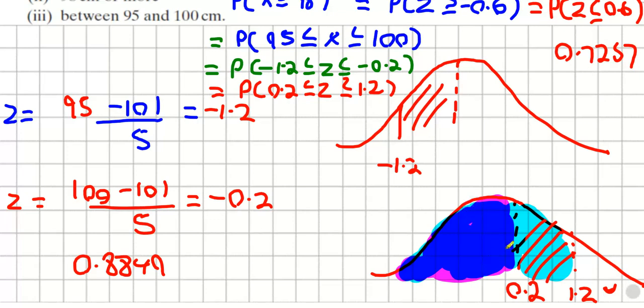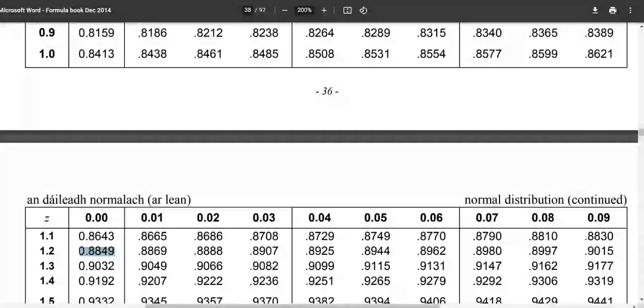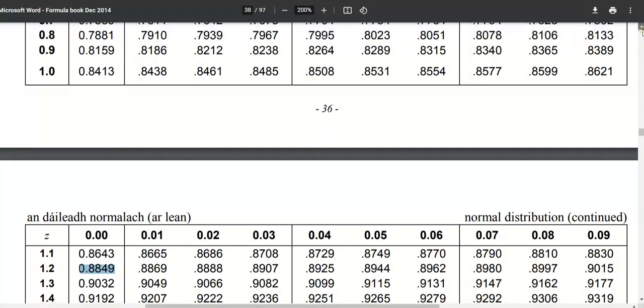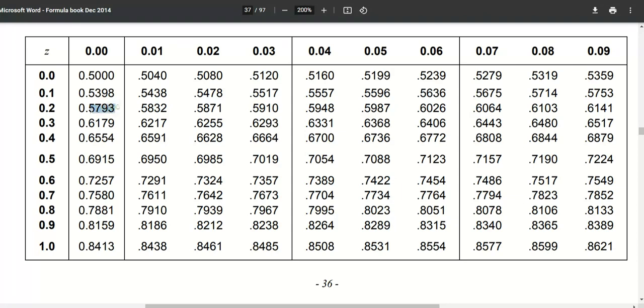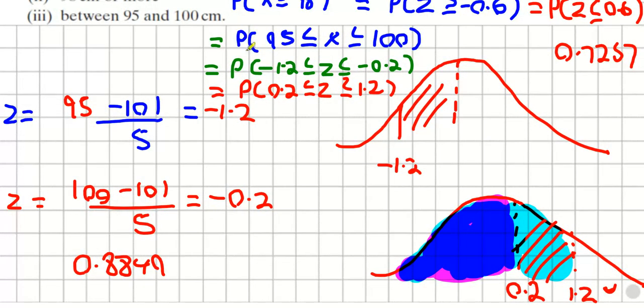So how do I get the area of this region? Less than 0.2. Okay, and here you go. 0.5793. Okay. And what you get when you did both of them? What you reckon? I'll look at myself. So 0.3056. Yeah. All right.